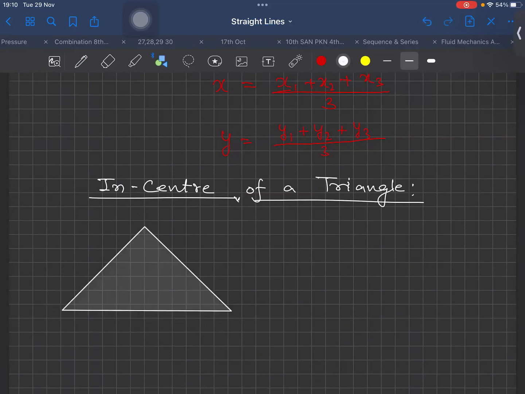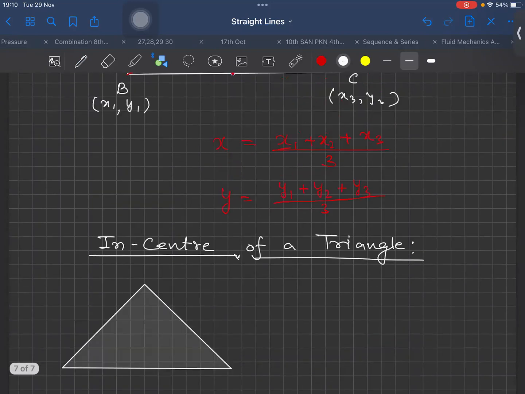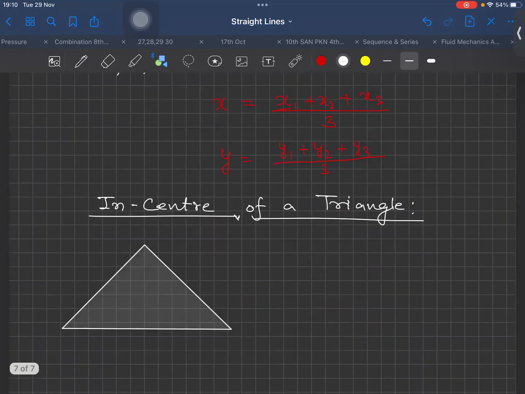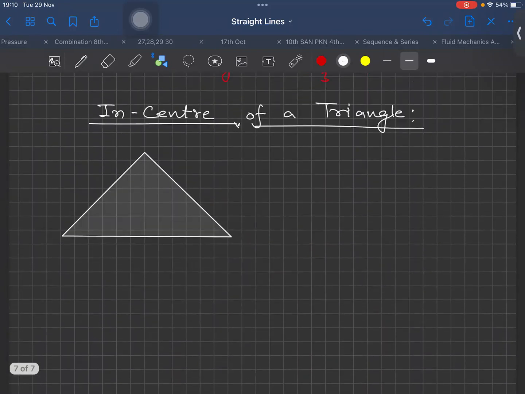So incenter just means, see here we are dividing the sides into equal parts, right? Like this is equal to this. This is equal to this. This is equal to this, right? Here what we are dividing is the angle. Got it? Here we are dividing the angle. So half of this angle, that means half of this angle and half of this angle.